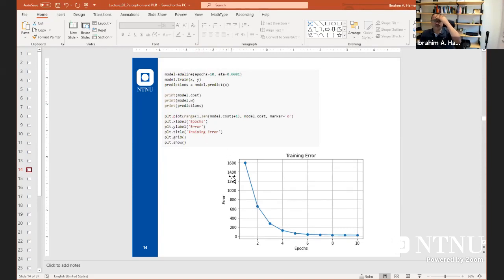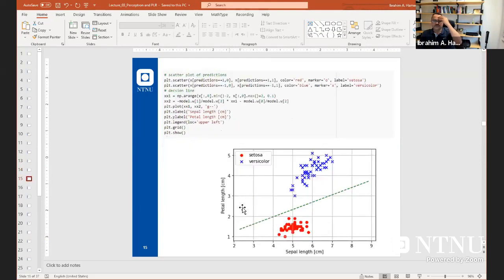So we need to see the progress. We started at a very high error value, and after 10 epochs we reached a very small error value, right? And of course after that we will plot the same as we did last time. We will plot the decision line. So you will just do the same.